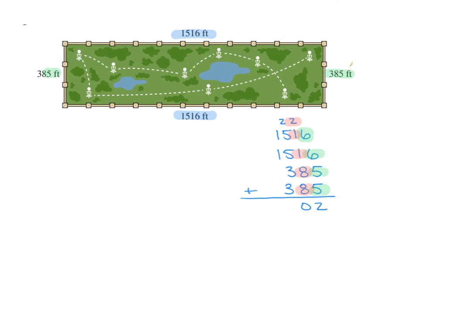Next column, if I go ahead and add, I get 5 and 5 is 10. 3, 3, and 2 is 8. So when I add those together, I get 18. And finally, I get 1 and 1 and 1 is 3. So we get 3,802. Again, I want to include my units. What kind of things are we talking about here? This is feet.